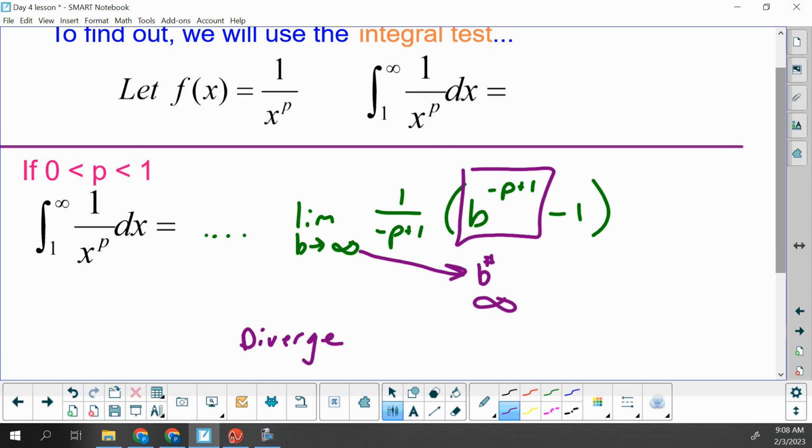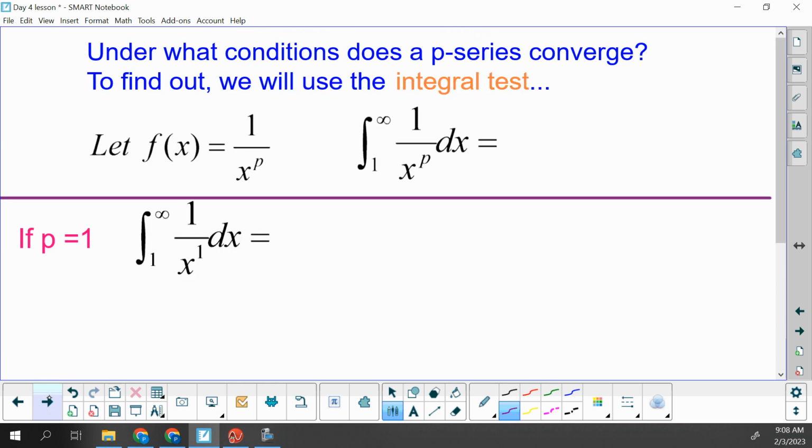So we've learned so far between 0 and 1 is a diverge, greater than 1 is a converge. Last case we've got to look at is what if p is equal to exactly 1? Well, if p is equal to exactly 1, I'm just going to rewrite this as our limit quick. If it's equal to exactly 1, this is not a power rule case. This would be a natural log case.